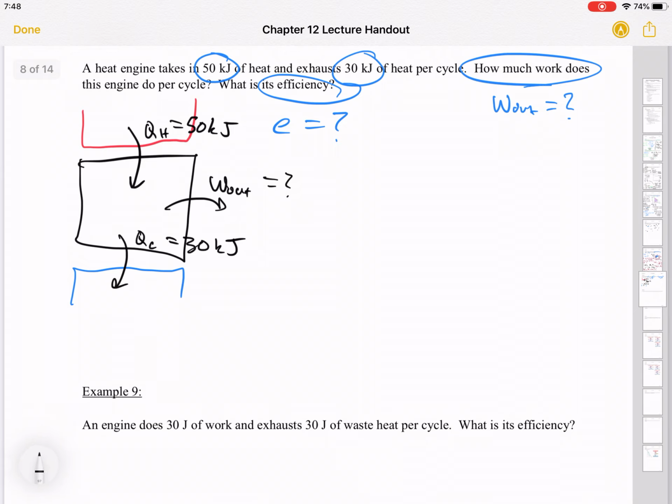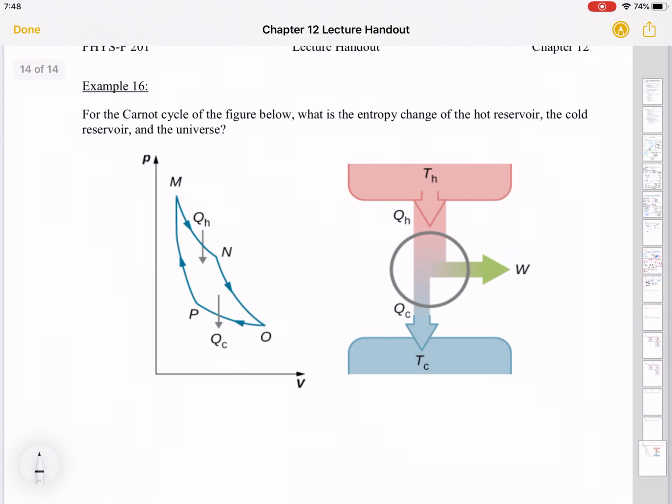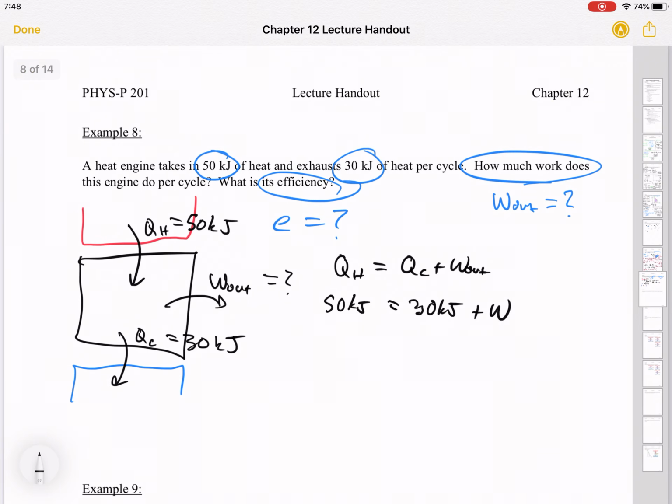Okay, so what is work out? Well, Q hot is Q cold plus work out. So I can just plug in the numbers. Q hot is 50 kilojoules, Q cold is 30 kilojoules, plus this work. So work must be 20 kilojoules. You could probably see that without writing that equation, but it's useful to write it anyway.